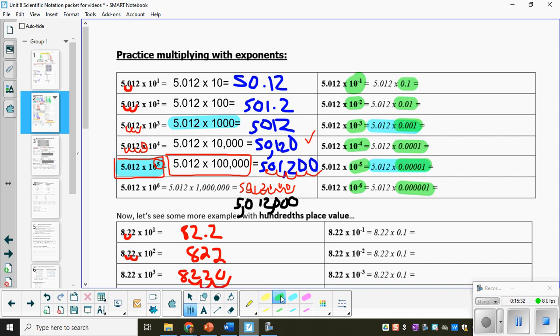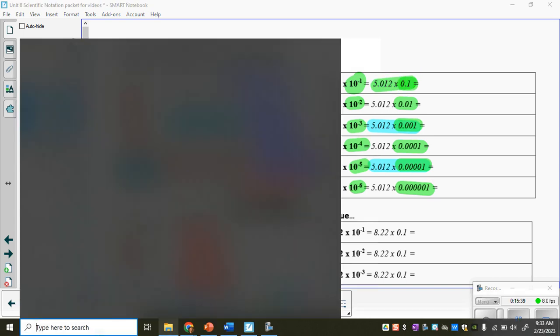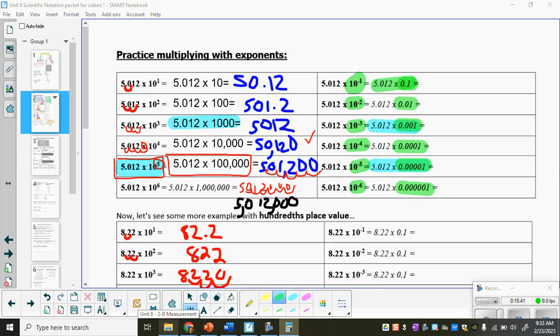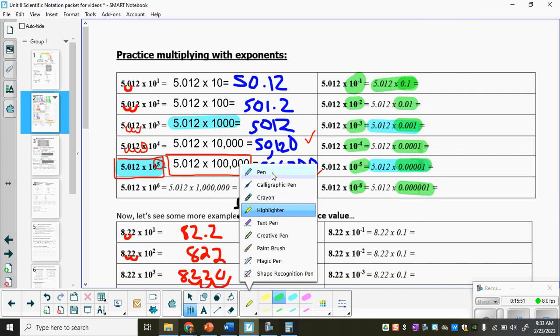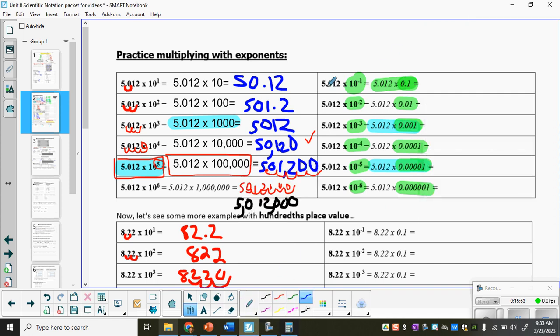So if I were to be super annoying and say, hey, let's just multiply 5.012 times 1/10. Instead of having to get the calculator out, which we can do, I can do 5.012 times 0.1, and I can get this decimal, okay? Or we can just use the shortcut of moving this thing back once, and now we've got 0.5012.